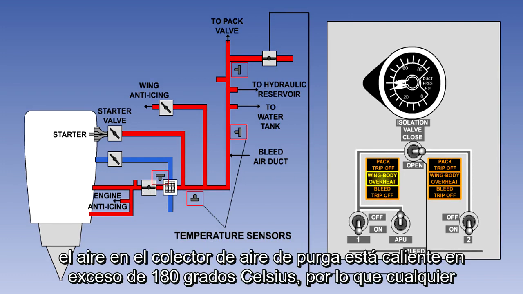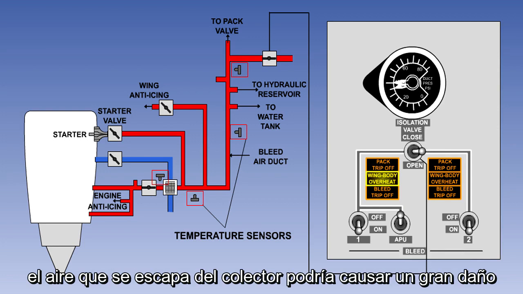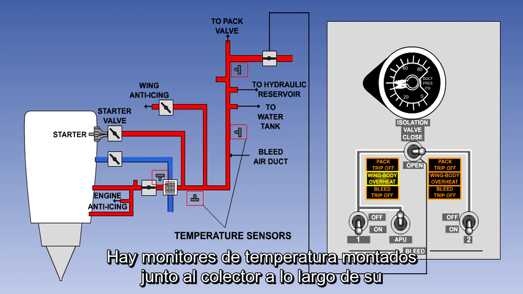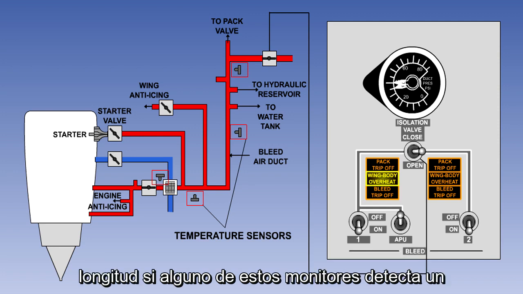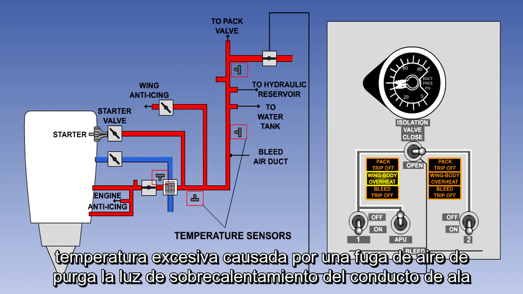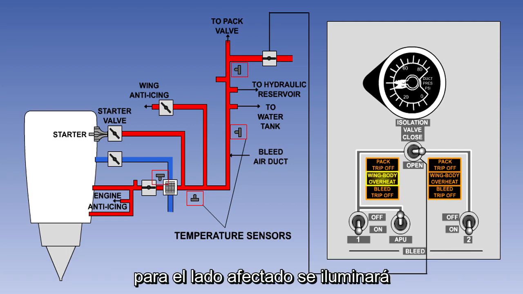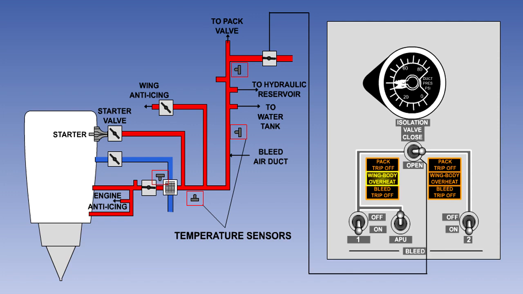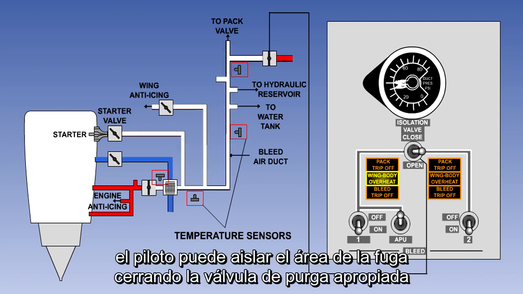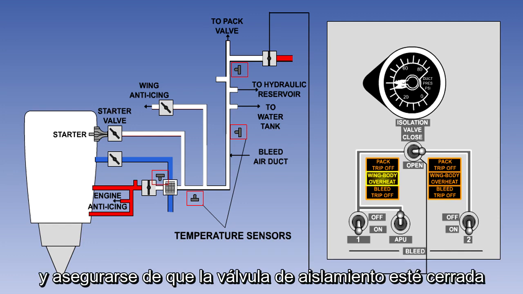The air in the bleed air manifold is hot, in excess of 180 degrees Celsius. So any air leaking from the manifold could cause a great deal of damage. There are temperature monitors mounted adjacent to the manifold all along its length. If any of these monitors senses an excessive temperature caused by a bleed air leak, the wing duct overheat light for the affected side will illuminate. The pilot can isolate the leaking area by closing the appropriate bleed valve and ensuring that the isolation valve is closed.